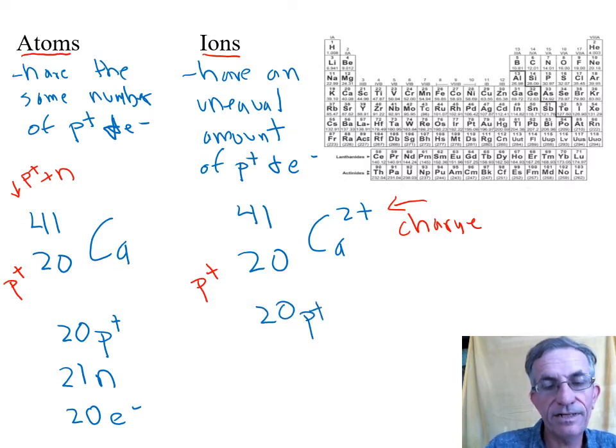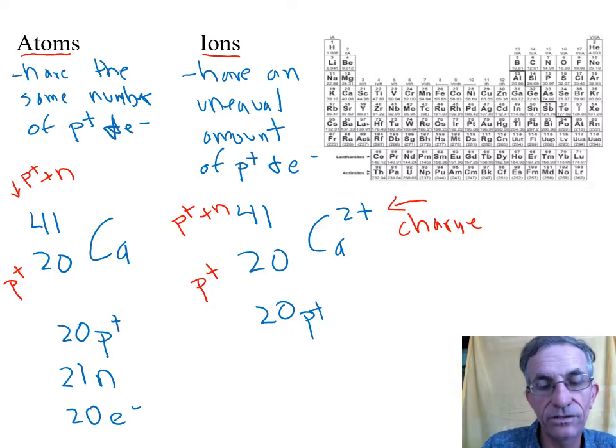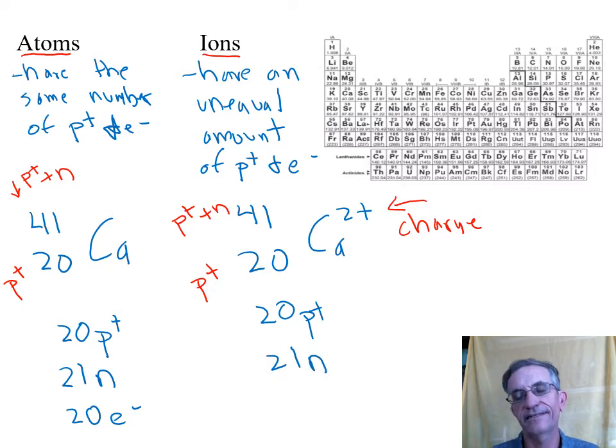The top number again, that's your protons and your neutrons. So that means if I subtract, I got 21 neutrons. But the electrons are different now. Before, the electrons were 20, the same as the protons, but not now, not in this topic. So in this case, if the protons and electrons are unequal, that means they're not going to be 20 electrons this time.